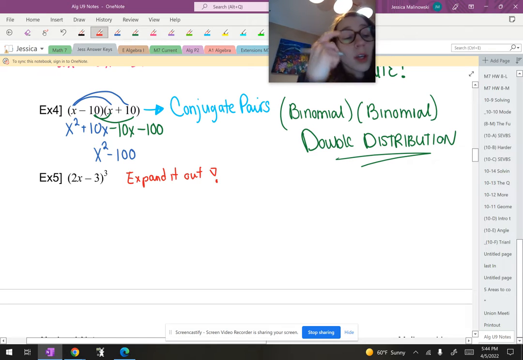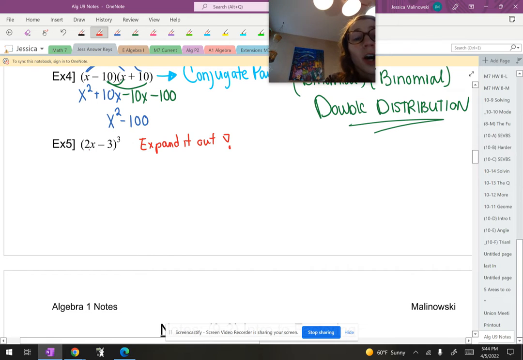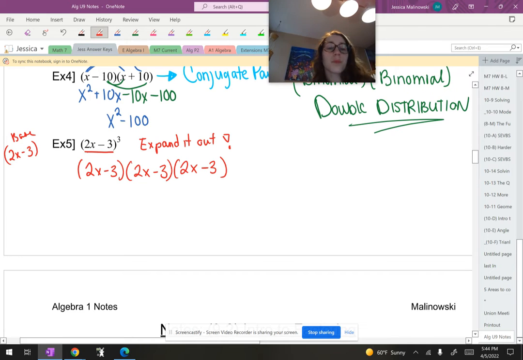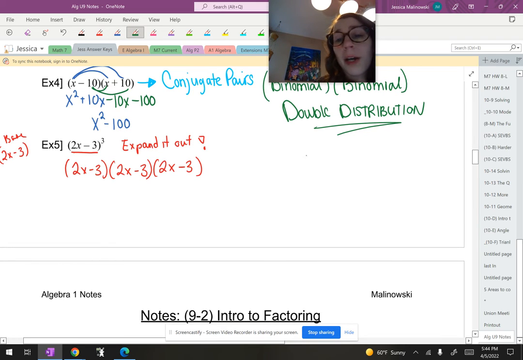So to expand that out, if that's being raised to the third power, that entire 2x minus 3 is the base. So that whole piece is the piece that's getting written 3 times, keeping those parentheses intact to represent that multiplication. So here we actually have a binomial times a binomial times a binomial.